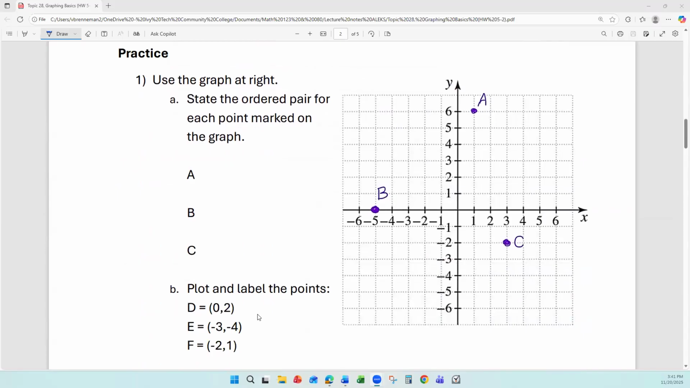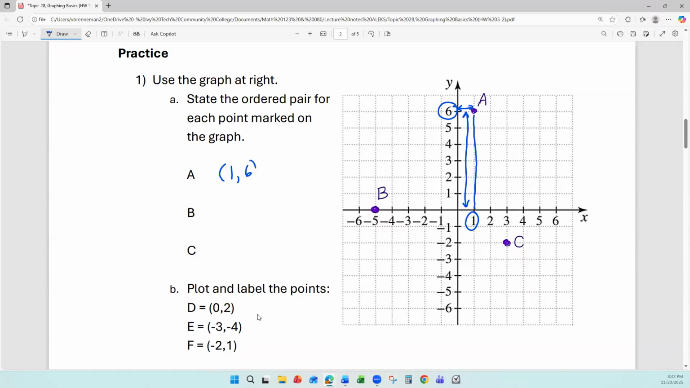So looking at these, point A here, I can either look at how far it is horizontally from the y-axis, or I can look at what number it lines up with on the x-axis. The horizontal position, that's what always comes first in the ordered pair, is 1. Start with parentheses, horizontal position, comma, and then the vertical. It's lining up with the 6 on the y-axis, or also that's the distance vertically from the origin.